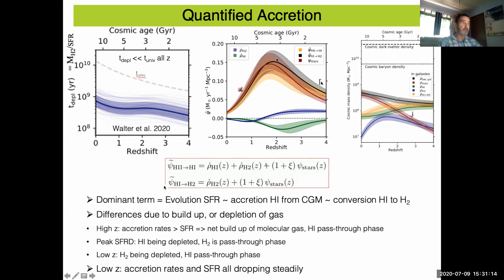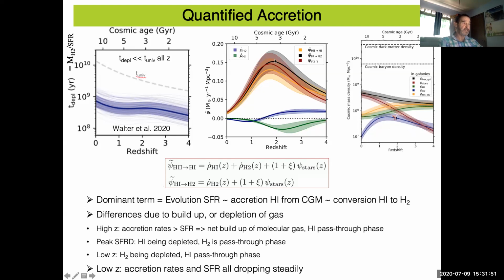So the dominant term is the star formation rate, okay? And any differences in here have to do with these derivatives in the other quantities, which have to do with either the depletion or the buildup of gas in galaxies. So at high redshift, let's look what's going on. The accretion rates are actually higher than the star formation rate, while the derivative in the H1 is relatively flat, but the molecule, so it's a pass-through phase. The gas is just moving through the H1 and actually building up positive derivative in the molecular gas.